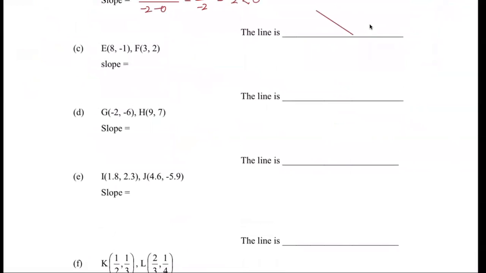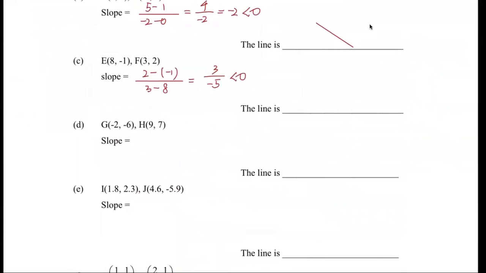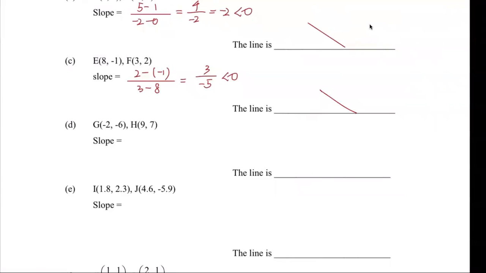Part C, slope is equal to 2 minus 1 over 3 minus 8, right? 2 minus 1, that's 3. 3 minus 8, that's minus 5. So this is smaller than 0. So this is, again, the second case over here, right? Second case. So this straight line is also upward to the left. Okay.